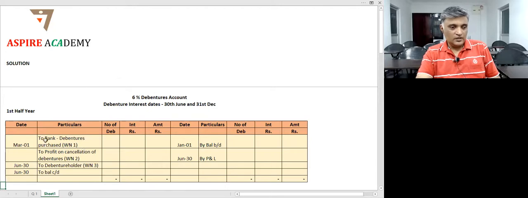Look at the columns: date, particulars, number of debentures, interest and amount. This is where the interest amounts are getting captured. So we are not going to open a separate ledger account for interest. Rather, we are going to have the interest as a sub column within the debentures account itself. Then amount. Same on the credit side: date, particulars, number of debentures, interest and amount.